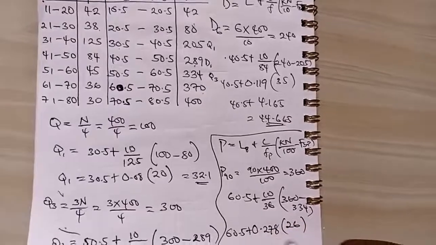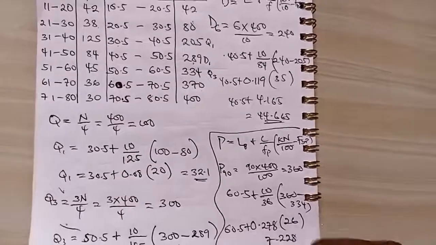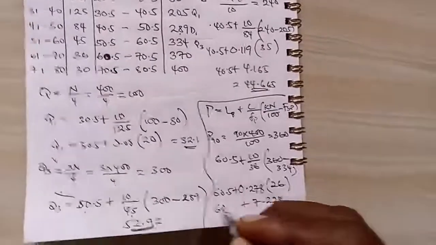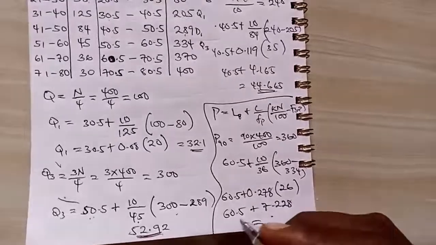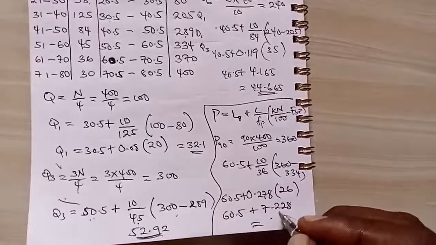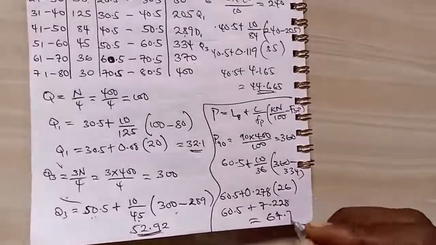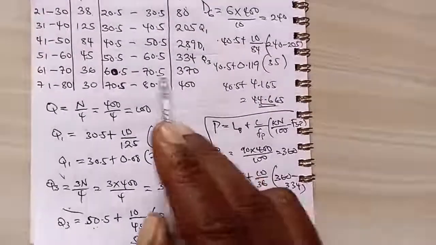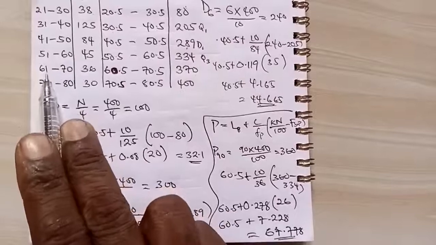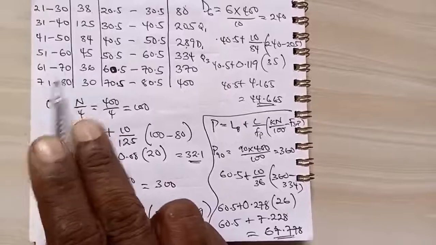If we multiply first, we're going to get about 7.228. Then if we add 60.5 to it, we're going to get about 67.778. So whatever you get, make sure it falls within that class. 67 is within that class.